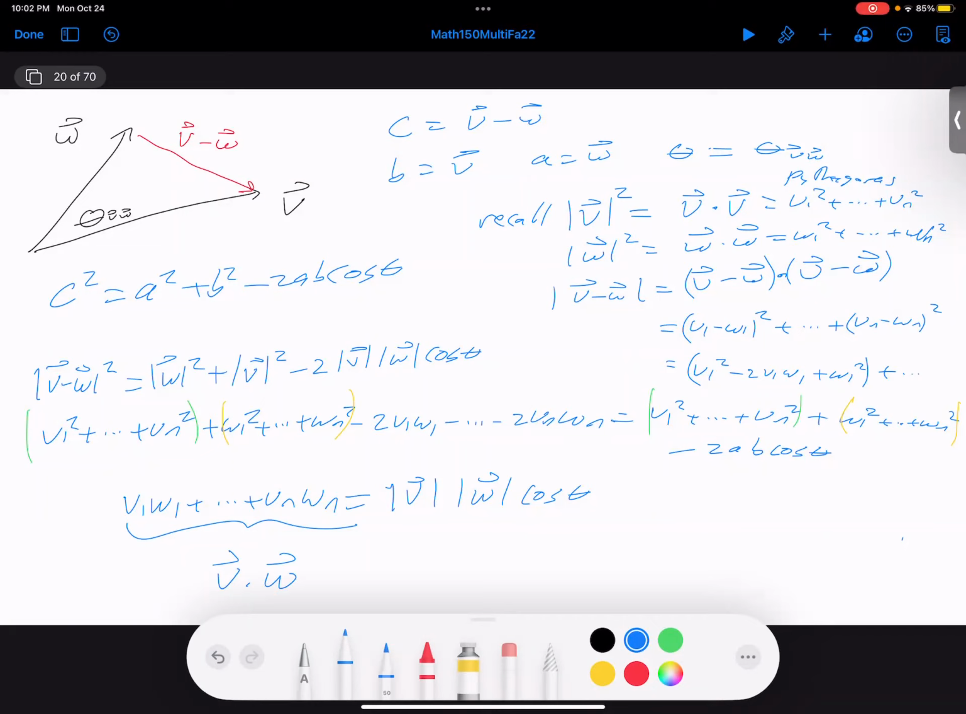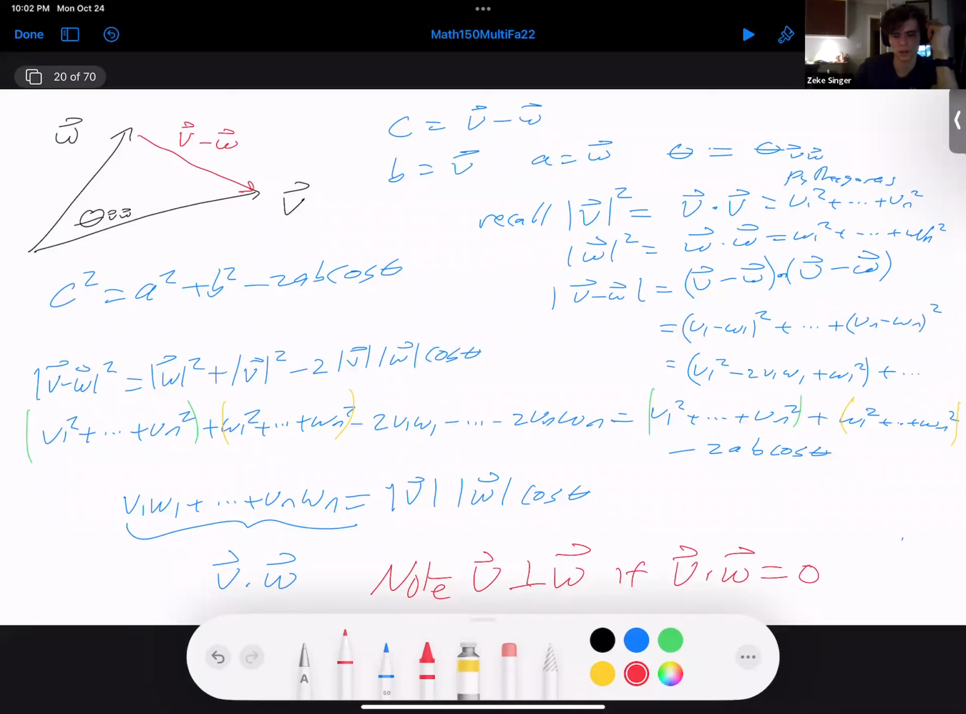So this gives us a really nice way to tell if two vectors are perpendicular. Note v is perpendicular to w if v dot w equals 0. Is it 0 the number or 0 the vector? When you take the dot product, what is the outcome of a dot product? Is that a number or a vector? It's a number. 0 just means that the cosine of pi halves is 0. So this is 0, the number, not 0, the vector.